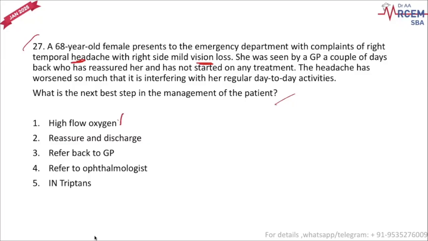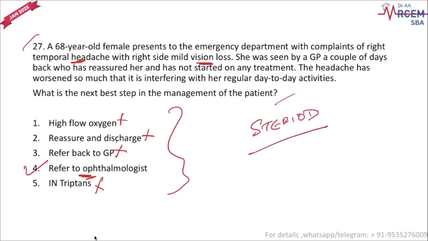High flow oxygen is for cluster headache. We cannot discharge this patient. Referring to the GP also doesn't make sense. Intranasal triptans, again, are given for cluster headache. Out of the options given, referring to the ophthalmologist is the most appropriate. But what we usually do before referring to the ophthalmologist is add steroids. Along with the ophthalmologist, we also refer to the rheumatologist. What do you need to remember?